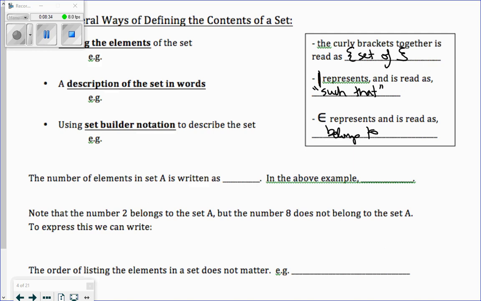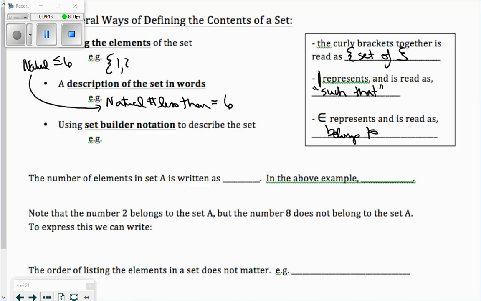Same thing. So if I asked for natural numbers less than and equal to 6. I guess I should have wrote that here. Natural numbers less than and equal to 6. So that would be describing a set in words. Okay. What are your natural numbers? Are they 0 and up or 1 and up? Naturals are 1 and up. So 1, 2, 3, 4, 5, 6.